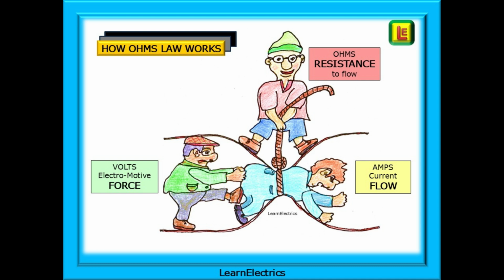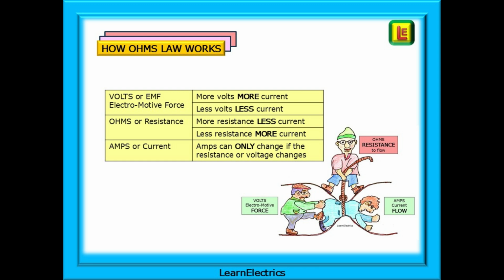As resistance increases, the current will decrease. The current that flows is the result of the applied voltage and the resistance of the circuit. This small table will help to show this. If voltage increases, current increases. If the voltage decreases, the current decreases. More resistance will result in less current flow, and a decrease in resistance will allow more current to flow. Amps can only change if the resistance or voltage changes.